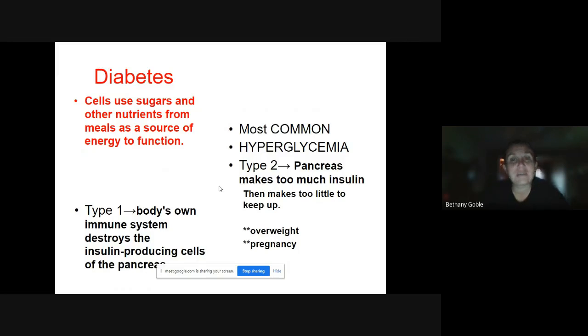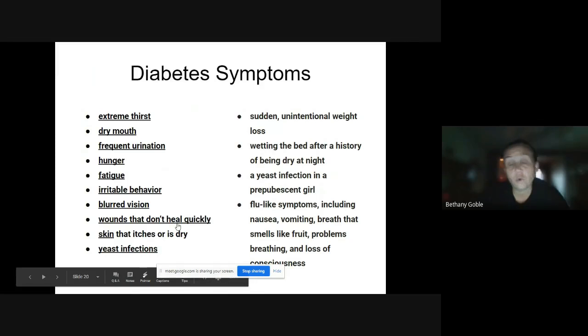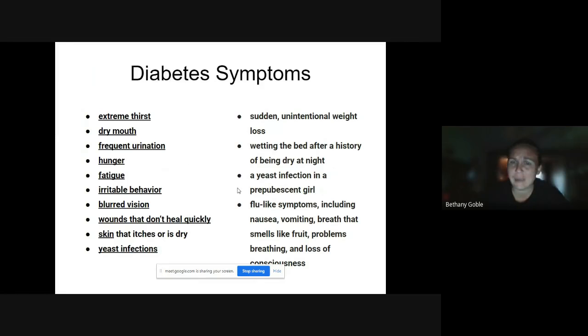Okay, so what are some diabetes symptoms? Now this isn't a one-day thing, but if you're constantly noticing these things: extreme thirst, dry mouth, going number 1 a lot, urination, hunger, fatigue, irritability. If you're a girl and you have a lot of yeast infections, or maybe you're wetting the bed a lot because your bladder's constantly being full, right? Or wounds that don't heal quickly. These are signs that you could be diabetic and might need to get looked into.